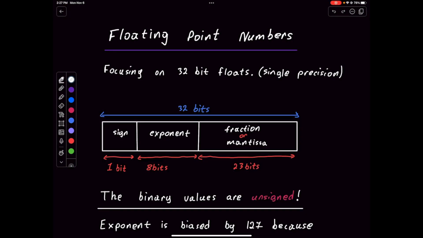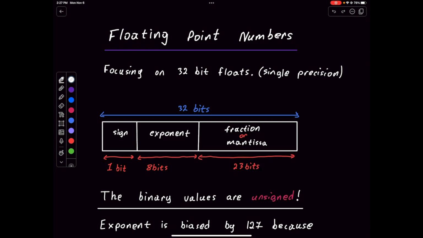Welcome back, everyone. Today we're going to talk about floating point numbers. I'm going to assume that you've already had an introduction to it. However, you want to review it and you want to shed some light on some of the aspects of it that may have been mysterious to you. Let's dive into it. So I'm going to talk about single precision floating point numbers.